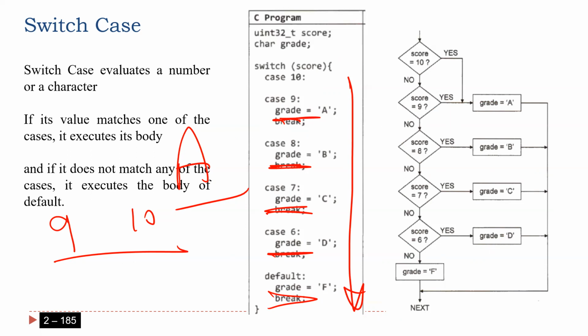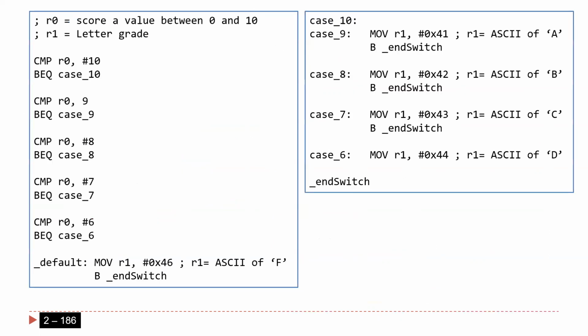I'm going to, again, use compare and branch to implement the same thing here. Okay, so as you see, guys, very easy way. Look what I'm going to do. I'm going to compare R0 to 10. R0 here is the score. I'm assuming the score is stored in R0. I'm going to compare R0 to 10. If R0 is equal to 10, please go to case 10, as you see here.